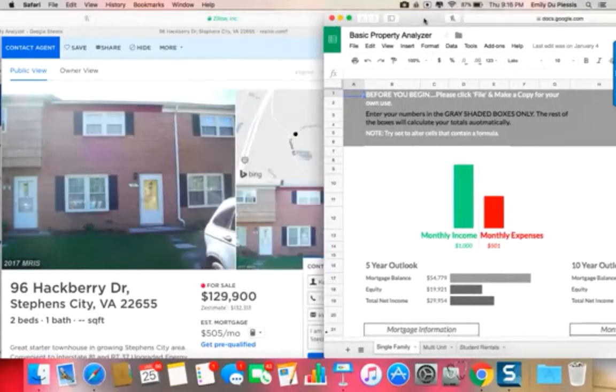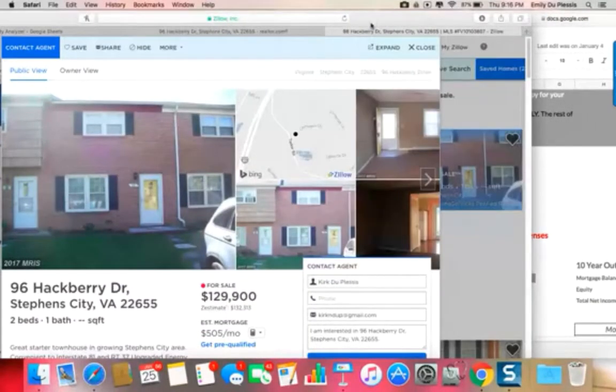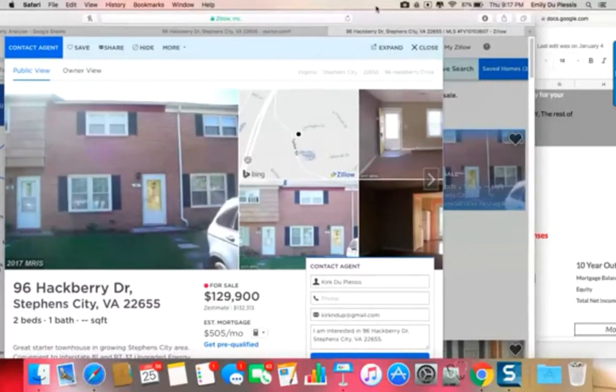I already have a property pulled up, and I'm starting with just a really simple one. So assuming that a lot of people here are newbies, I just pulled up a townhouse, a small 2-bedroom, 1-bath townhouse. I pulled it up in a town where we invest. We invest in some properties in Stephen City, Virginia. This is about 45 minutes away from where we used to live outside of Northern Virginia.